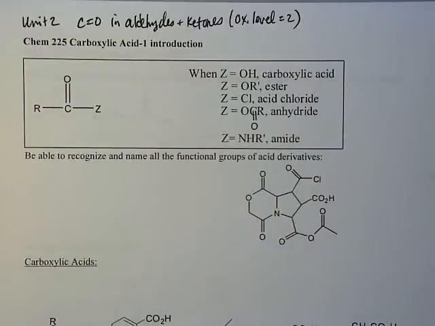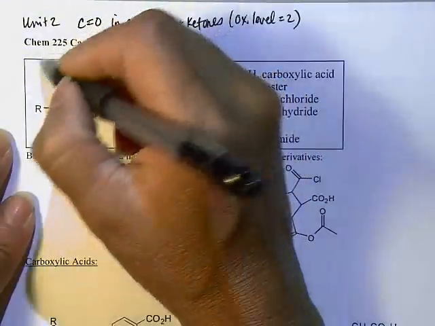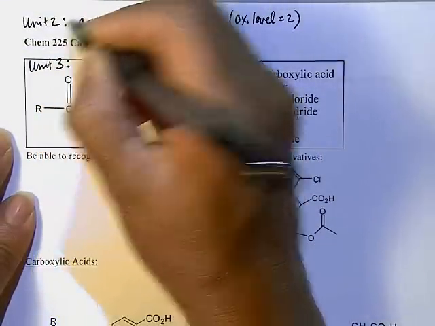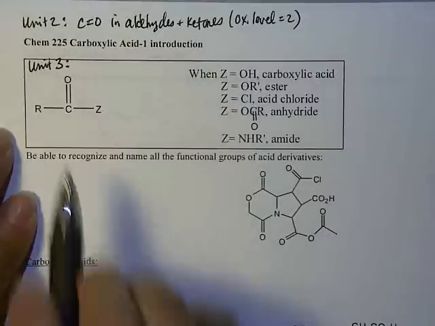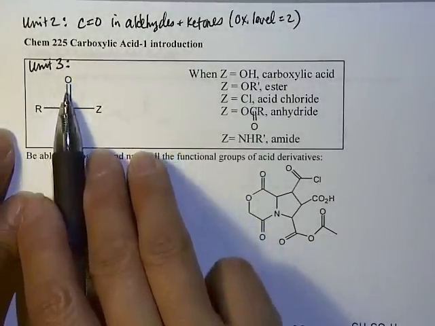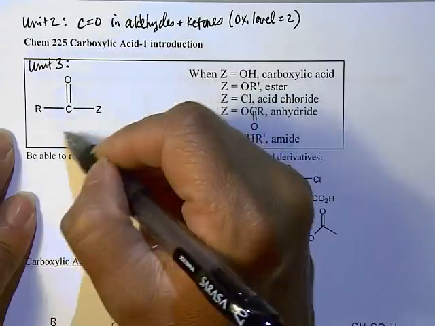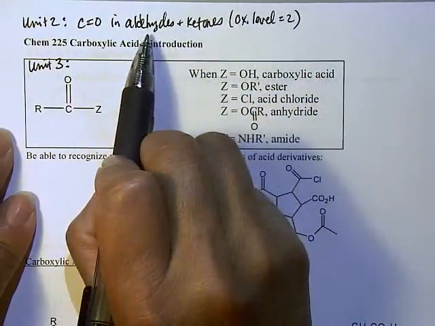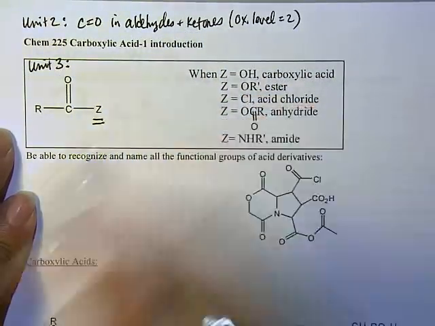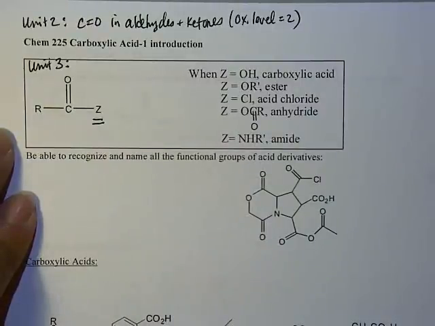The reason why these two functional groups were grouped together in one chapter is that they did a very similar type of chemistry. And now in Unit 3, we're about to embark on another set of functional groups in which we're continuing with the carbonyl. So the C=O is still present. But what is different from aldehydes and ketones in Unit 2 is what I've used Z as.